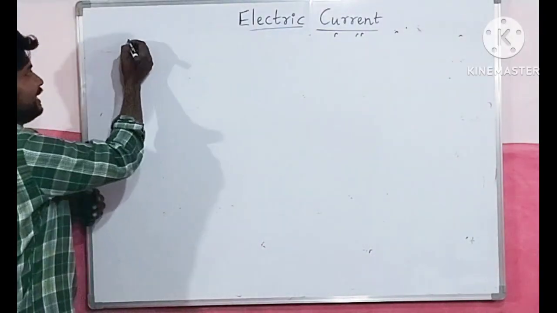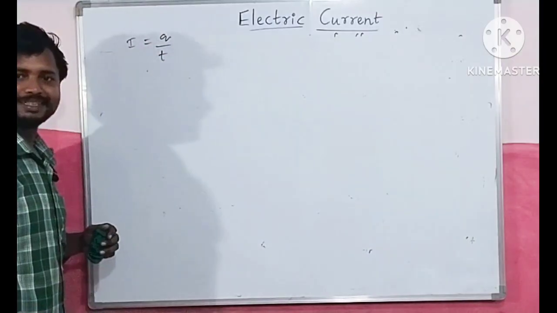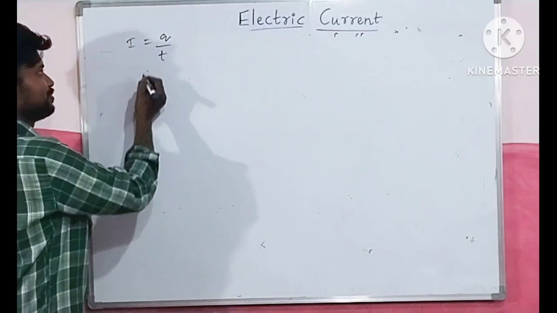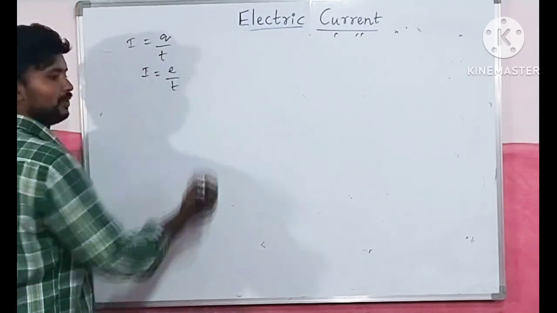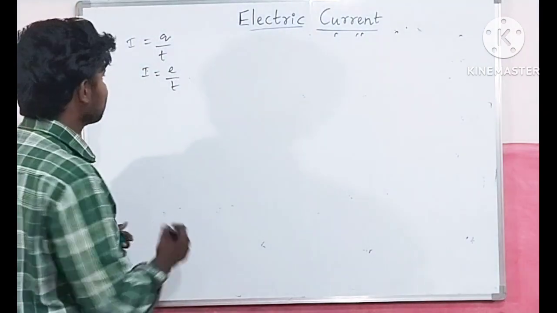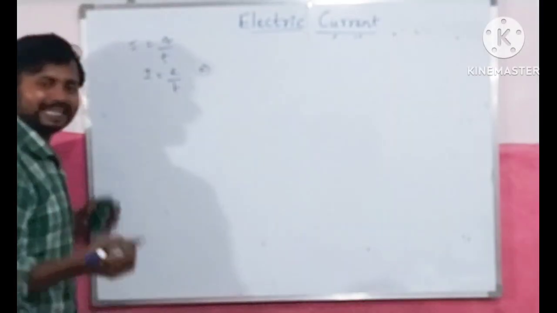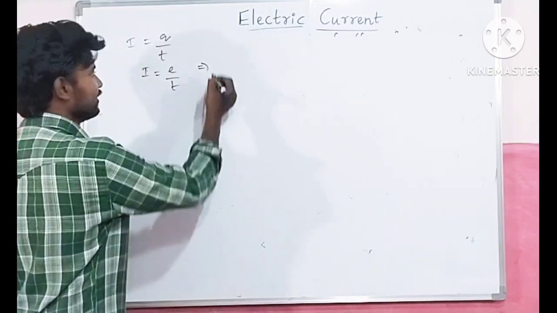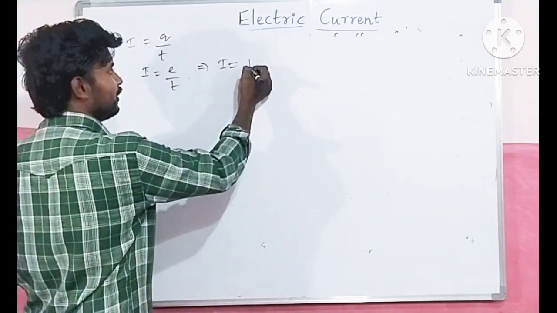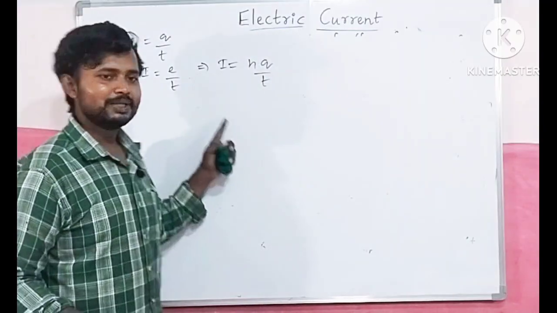So for example, in the current, we know that I equals Q by T. In terms of a charge, I equals E by T. For example, in the circuit there are n electrons. So the current I equals n into Q by T.